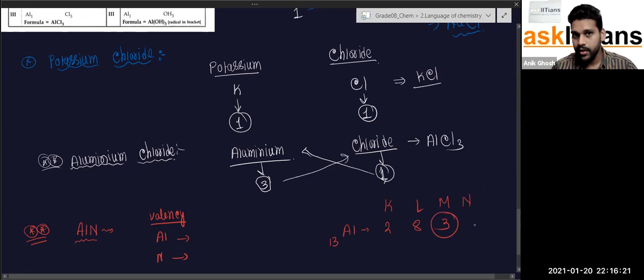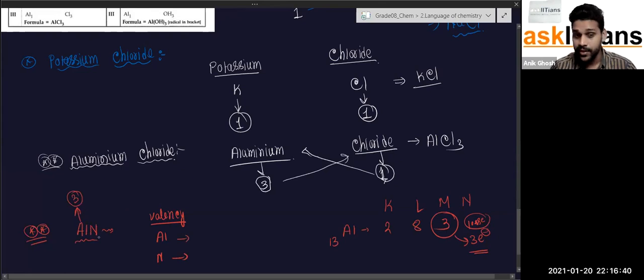It would lose 3 electrons. So sorry, only one O. Okay, it would lose 3 electrons. Now, so the valency is 3, isn't it? If the valency of aluminium is 3, can you tell me where it is written? Where is the 3 written?